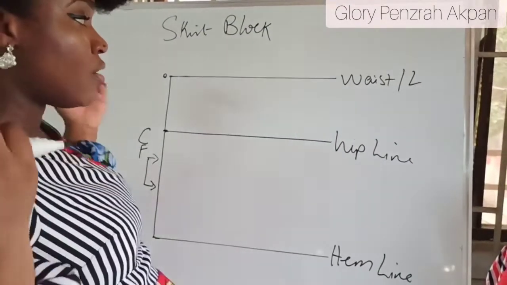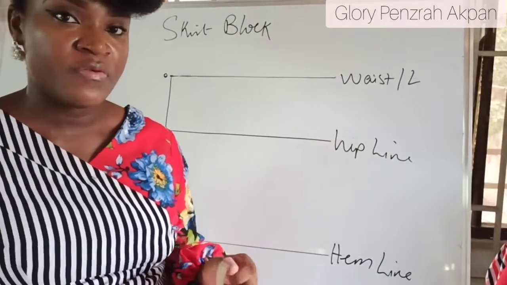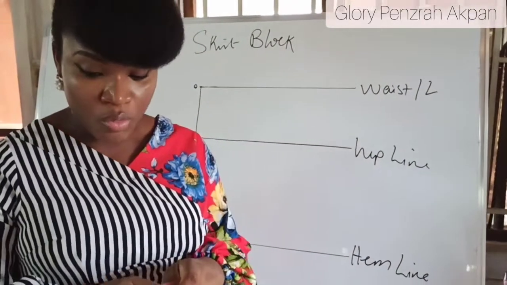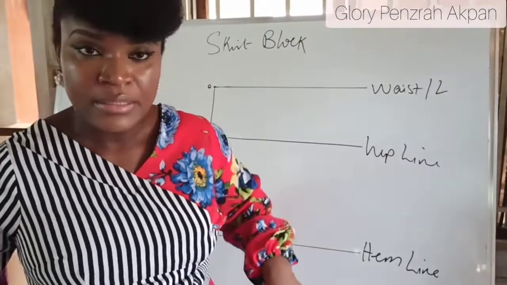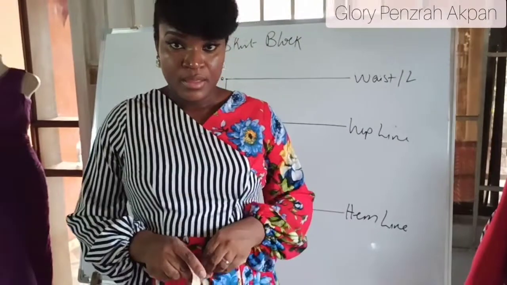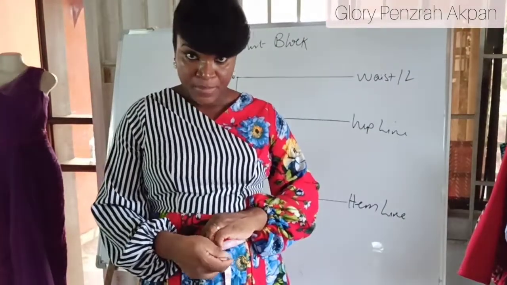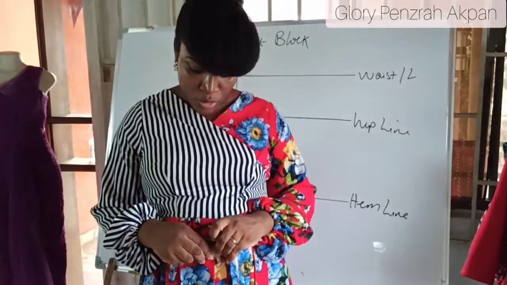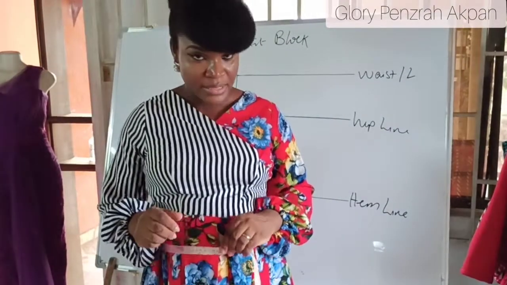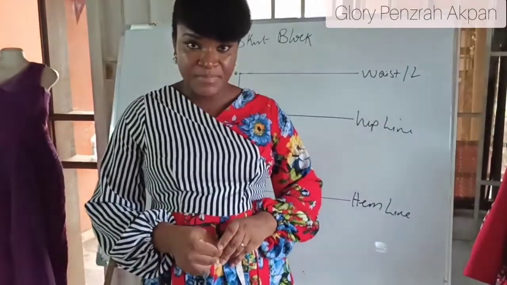Now, your waist circumference measurements. While taking the waist circumference measurement for a skirt, remember to always tighten the tape, right? So this is where I want my skirt to be positioned on my body, right? Instead of just taking a loose measurement at the waistline like that, you would want to tighten it a bit.